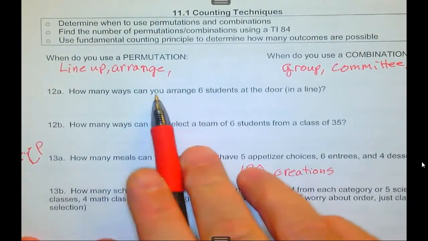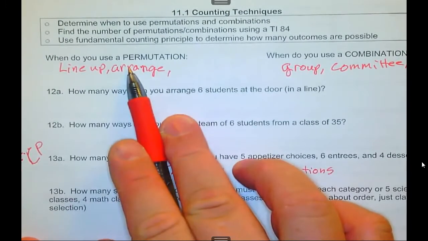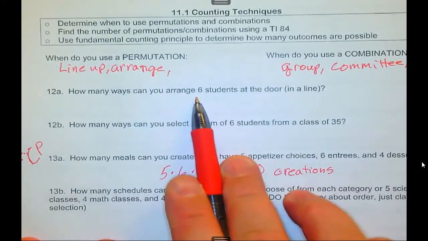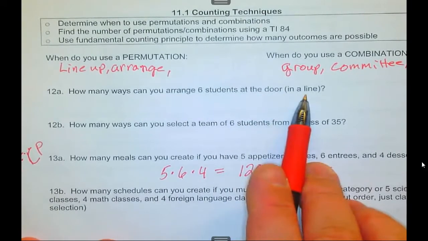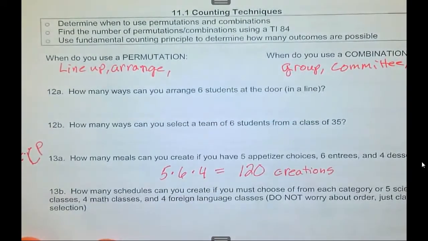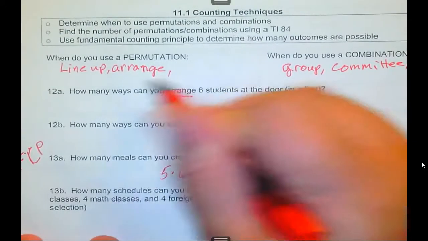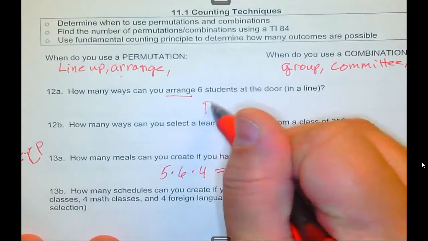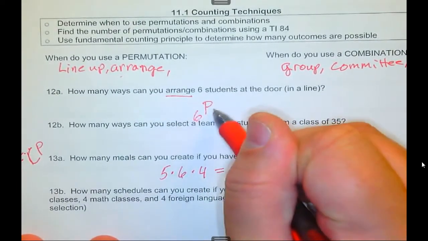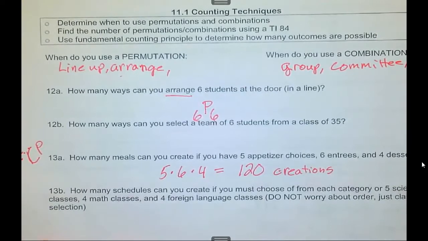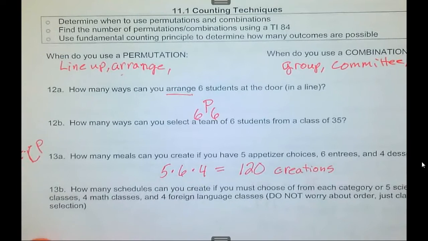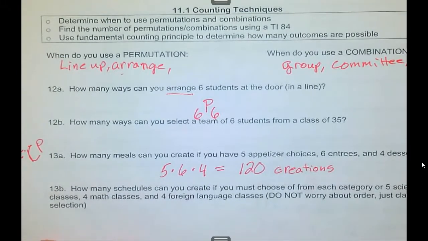How many ways can you arrange, so it's going to be a permutation, 6 students at the door in a line? You can use either one. You can use a counting principle, or you can use permutation. I would use permutation because of that key word. How many? Your total is 6. You have 6 choices. 6 factorial is 30, 120, 360, 720.